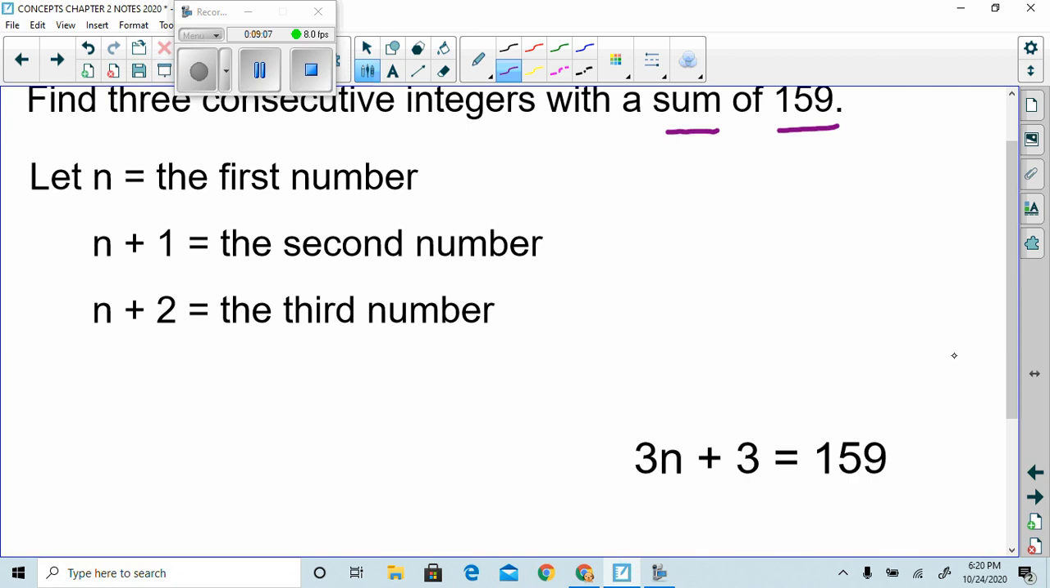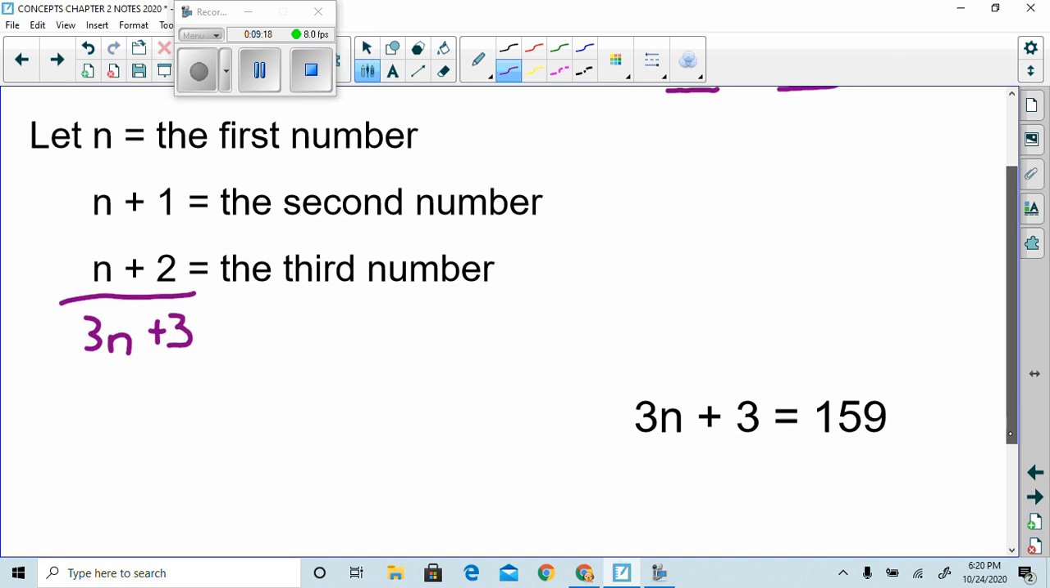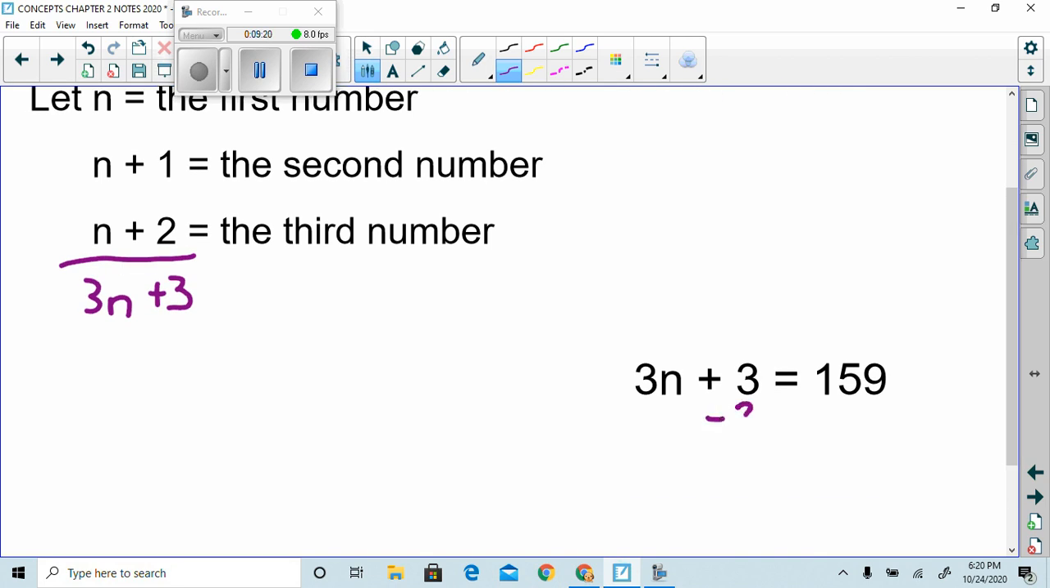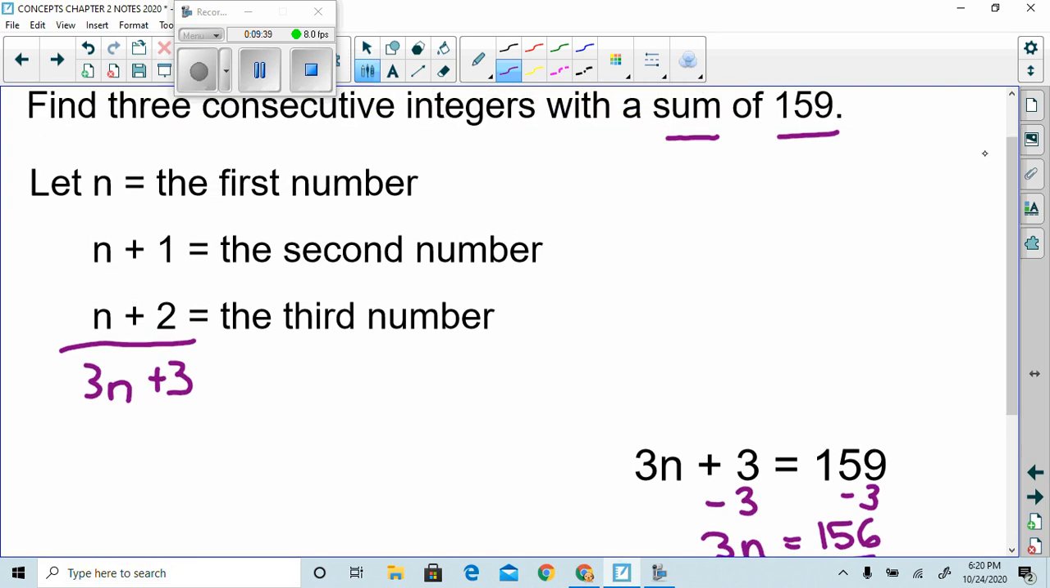So it now looks like n plus n plus n would give me 3n. And the 1 plus 2 is 3. So that gives me 3n plus 3 equals 159. We'll now solve this two-step equation that we created. That will leave me with 3n is equal to 156. We'll divide both sides by 3, and n will be equal to 52. Now 52 is my first number, that's n.